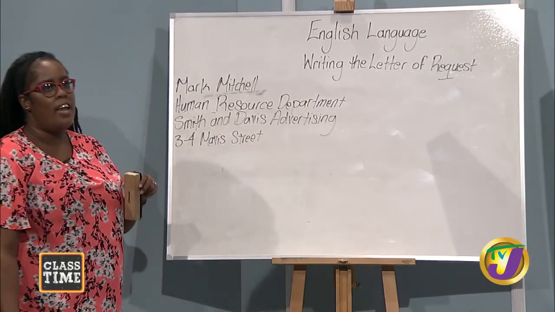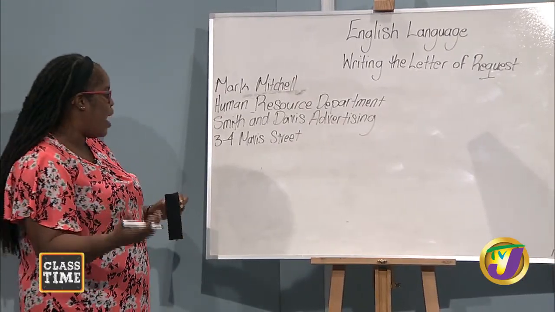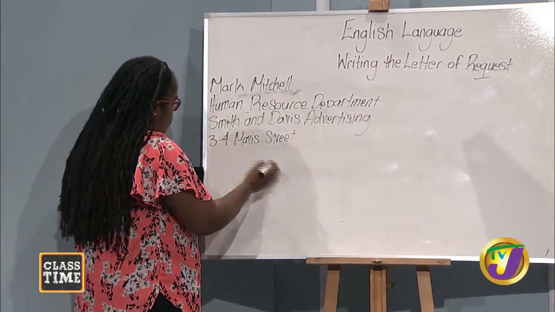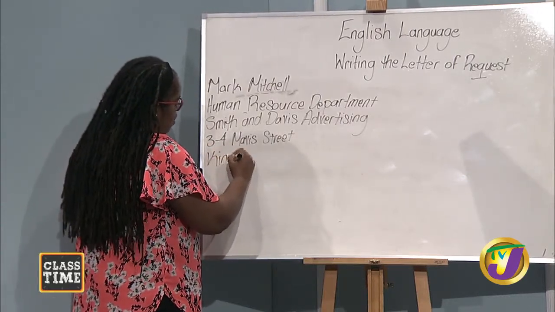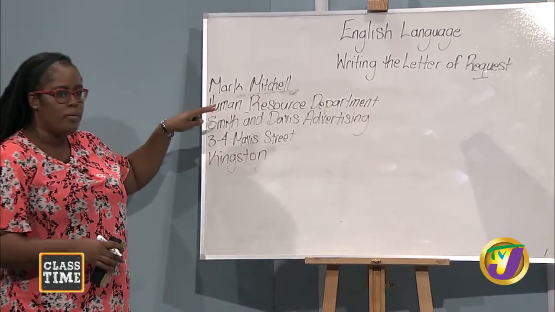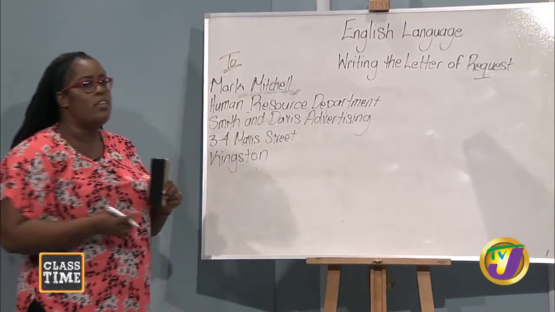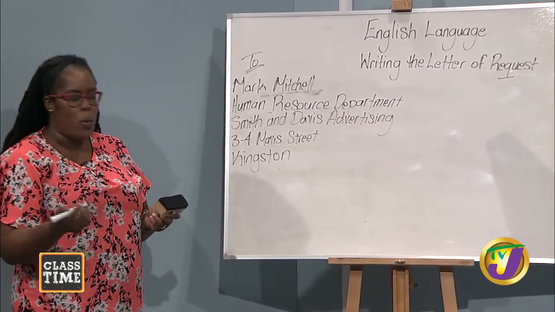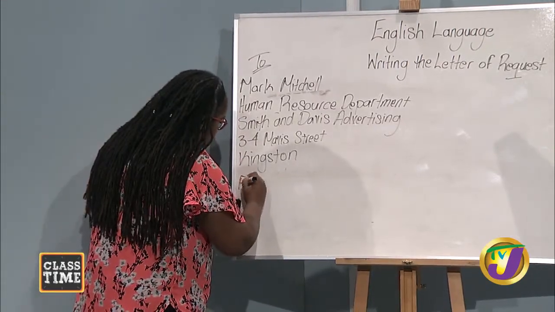And then what would we include? What else would we have? The exact address, and then we have what? Where is it located? Which parish? Kingston. So to, this is what we will include. To, so where it is going. To whom is the letter of request going? Then we have from. What would we include in the from section?